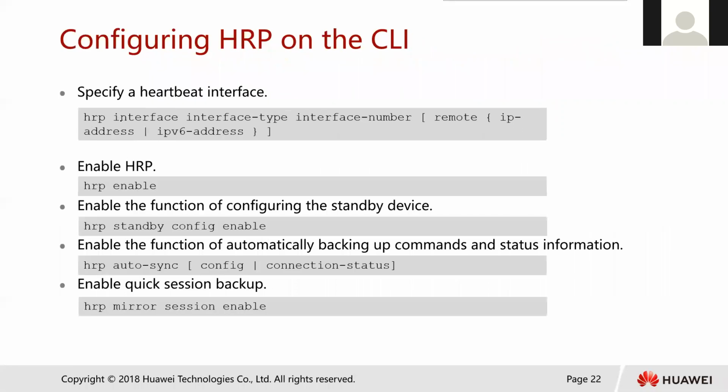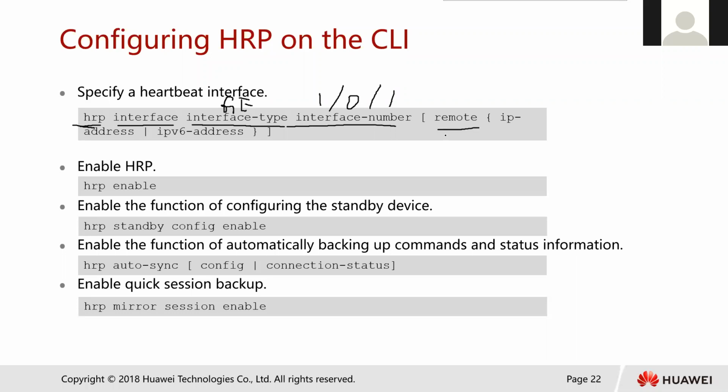And some other key commands. When we implement this technology on our firewall, we need to configure VRRP, VGMP, and HRP. All these 3 protocols we need to configure. The HRP configuration is like this: HRP interface, and add the interface type, for example GE 1/0/1.